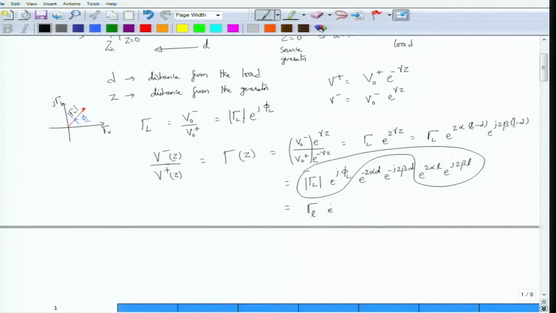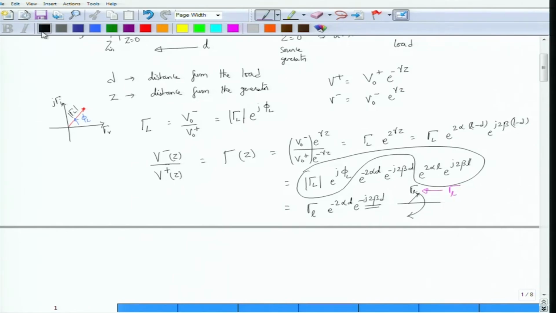I still have this e to the power minus 2 alpha d e to the power minus j2 beta d, and this is a phase angle which is changing as you go from the load, because d increases as you go away from the load. So this would be the phase angle which is changing, but what is the angle there? It is actually minus, which means that you should be going clockwise, as measured from wherever the starting point for gamma l is. Please note that this is actually gamma l.